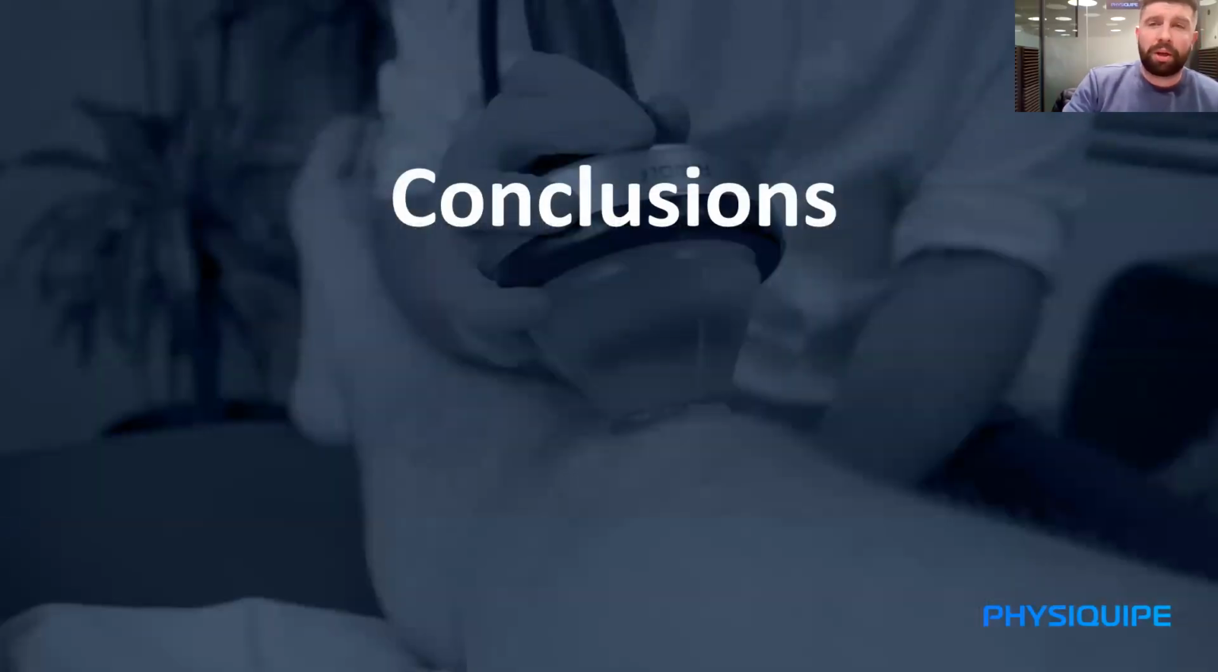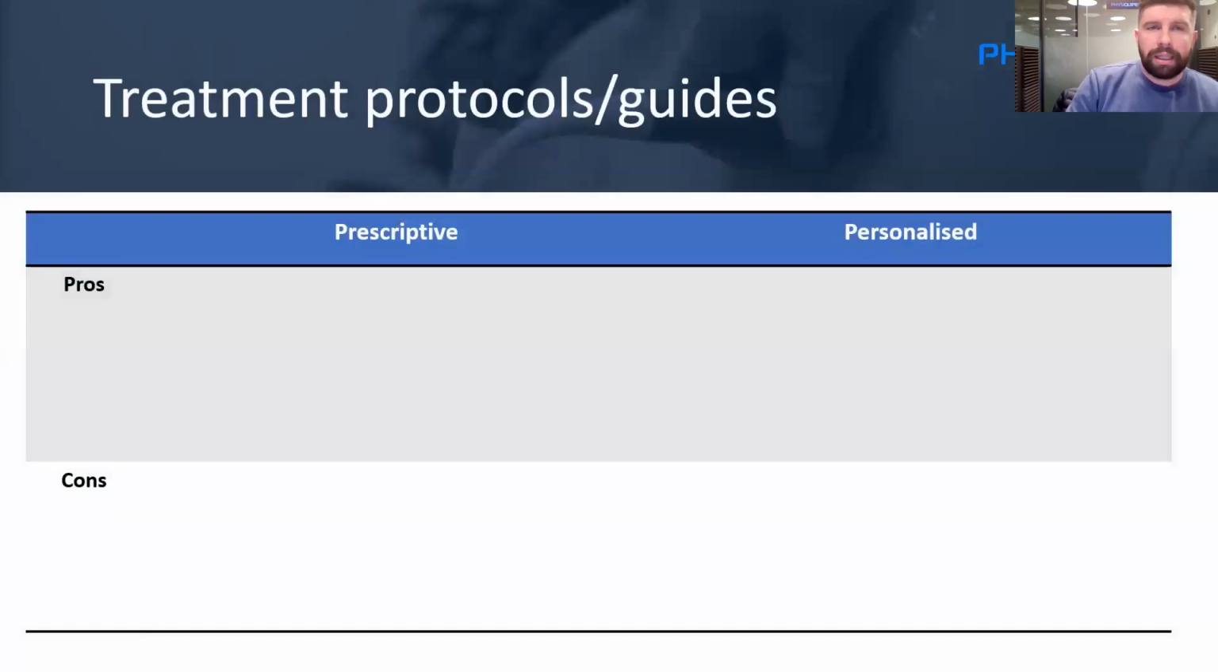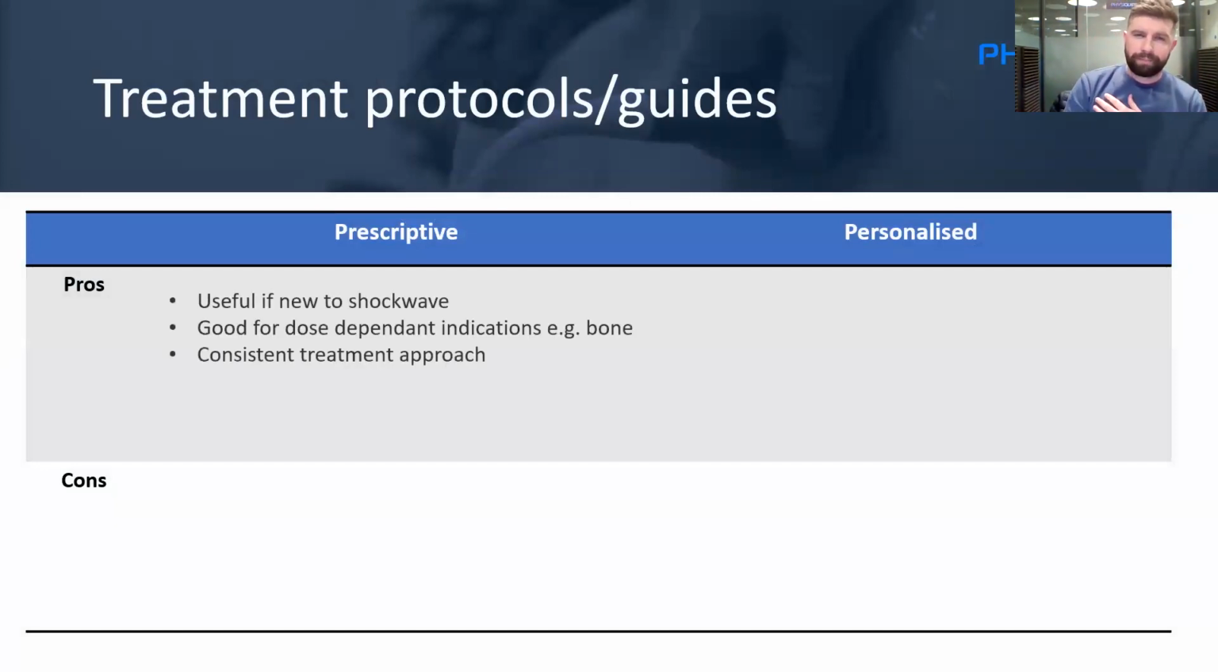So just to draw a couple of conclusions from that, there's a lot of information we've talked through and gone over pretty quickly, and we can get into a discussion in a moment. I think when we look at treatment protocols or guidelines, I like to look at things from a personal perspective: is it prescriptive or personalized, and look at a couple of pros and cons. I think this is quite poignant for Shockwave, in that there's an element of prescription treatment and an element of personalizing it. From a prescriptive perspective, it's useful if you're new to Shockwave, as you get some treatment guidelines that give you a good place to start.